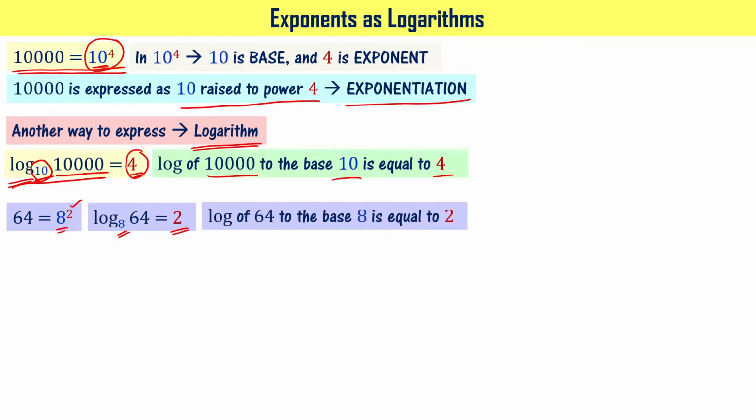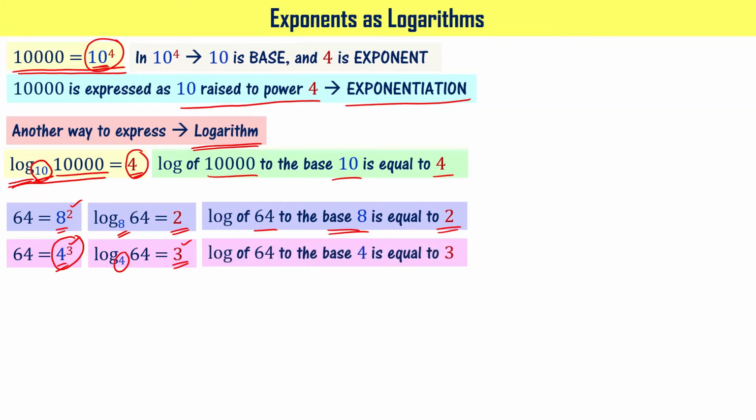Log of 64 to the base 8 is equal to 2. Let us consider another example. 64 can be written as 4 cube, right? Here base is 4 and exponent is 3. So when I write it in the logarithm form, it is going to be log of 64 to the base 4 is equal to 3. Here 3 is the exponent in the case of exponent form, right? Log of 64 to the base 4 is equal to 3.